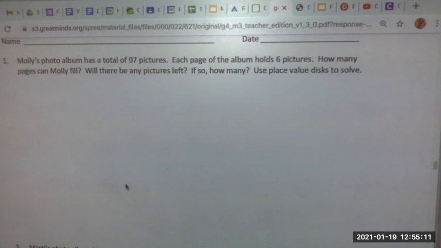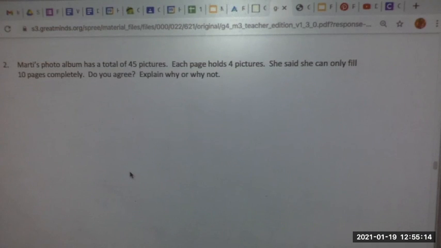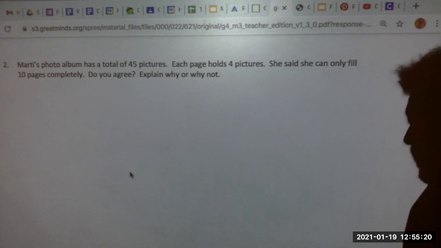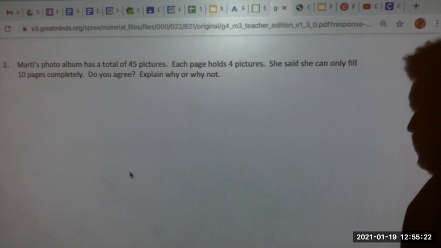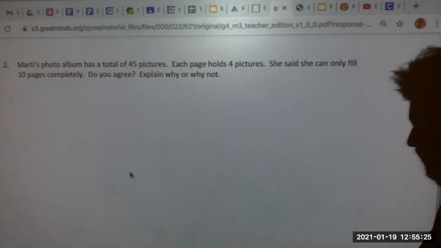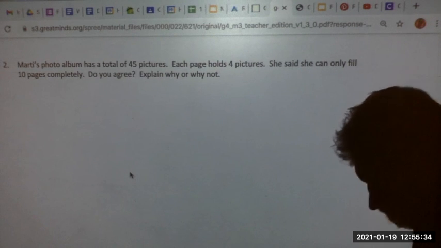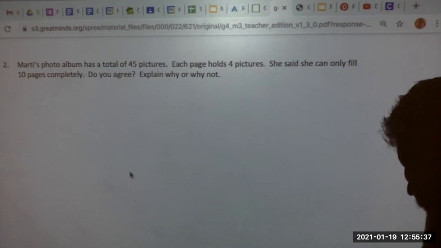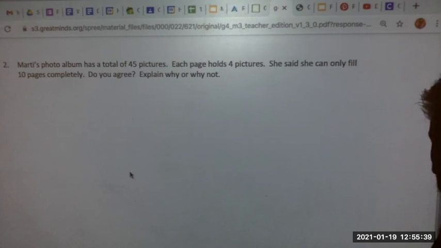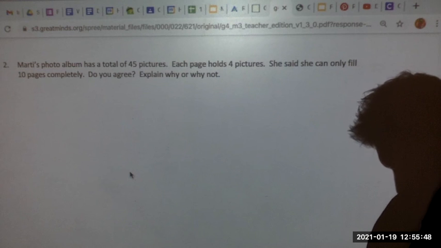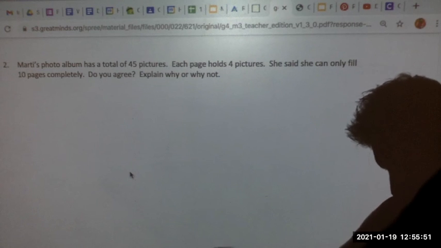Let's look at number 2. Marty's photo album has a total of 45 pictures. Each page holds 4 pictures. She said she can only fill 10 pages completely. Do you agree? Explain why or why not. So the first thing you need to do is solve this problem. So 45 divided by 4, and then explain if she's right or wrong. Okay. So make sure you put your answers in the assessments. And remember, you need to be on Zern lesson 19 by now. All right, guys. I will go over this here soon.